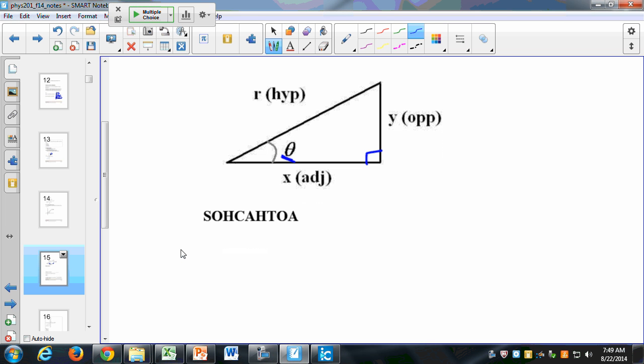We can define the relationships between those sides by the trigonometric functions. This is the mnemonic that we use to remember it. Do y'all know what this is? SOHCAHTOA. You might have another mnemonic. I like this one. This describes sine, cosine, and tangent.